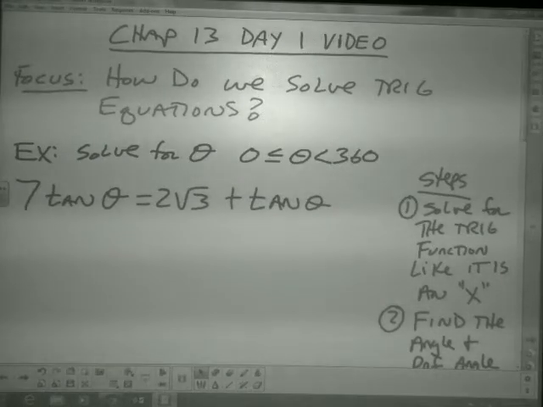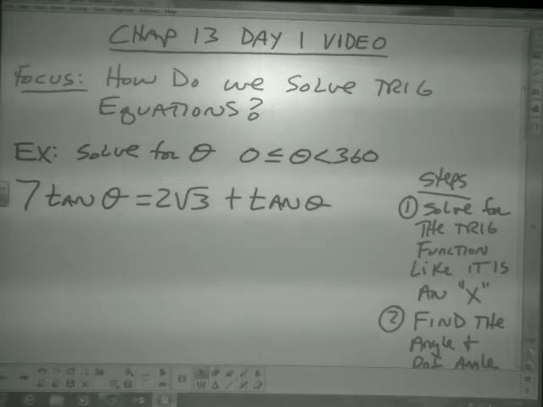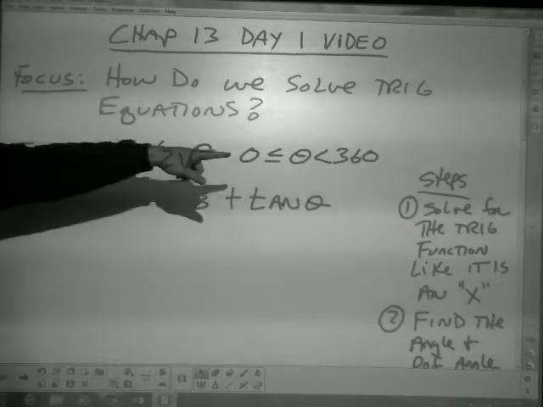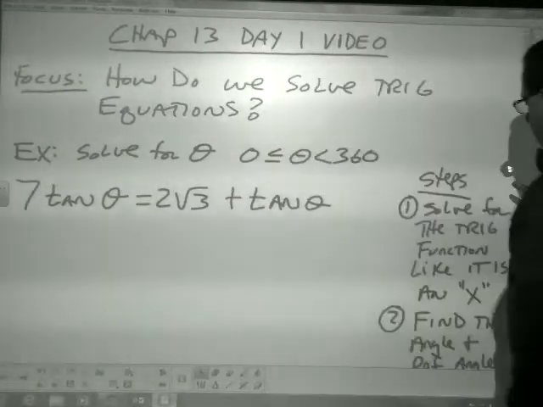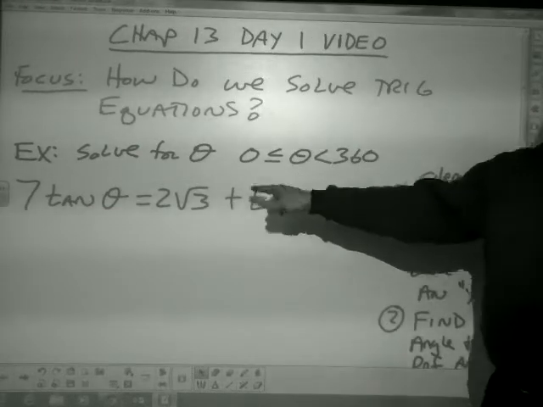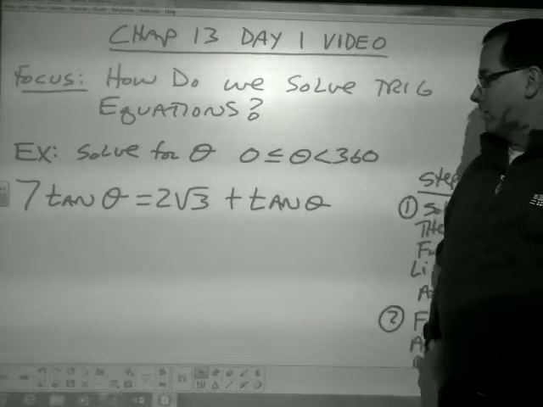So here's our equation. 7 tangent theta equals 2 radical 3 plus tan theta. So what do we do? Step 1. Solve for the trig function like it's an x. So think about that as our variable. Solve for it like it's a variable.